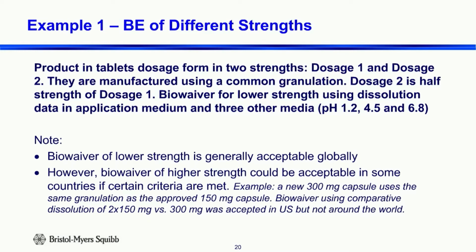Just want to mention the so-called Biowaiver up, is that you have a lower strength approved, and then you want to use Biowaiver instead of a B study to get the higher strength approved.